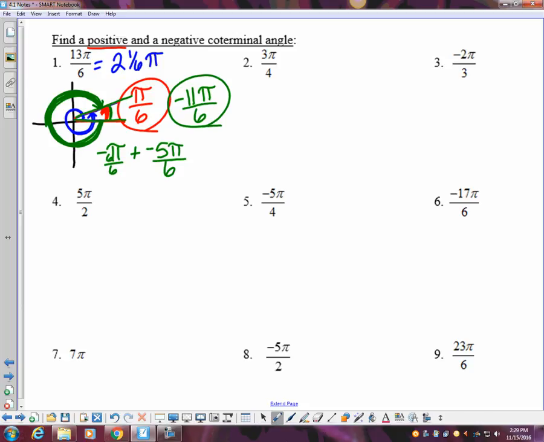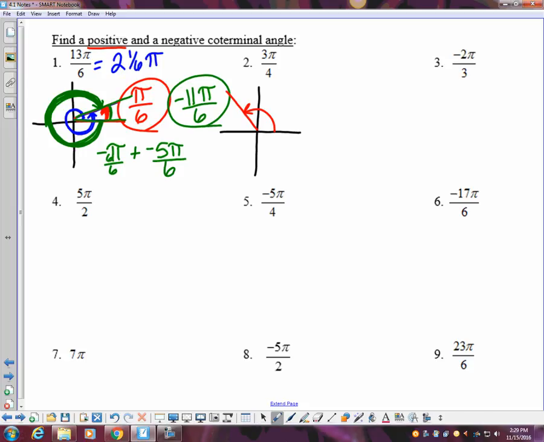Okay, number 2. 3 pi over 4. Well, how many pi's is that? Well, that's not even 1 pi. 3 pi over 4, that's 3/4 of a pi. Okay, so if I take pi, which is half a circle, and I go 3/4, that's going to put me there. So that is the original angle, which means you can't give me that back. You have to give me a positive and a negative coterminal that's different from that.